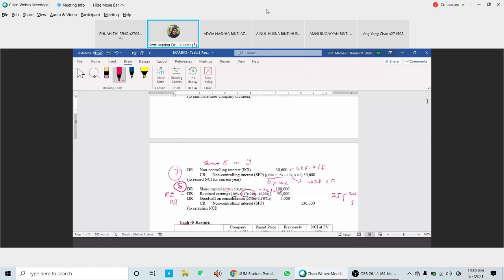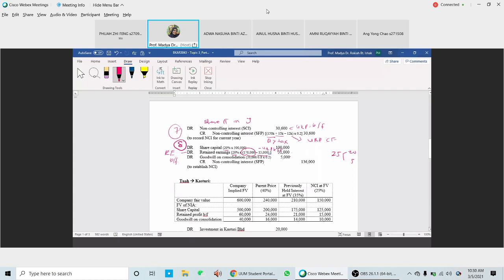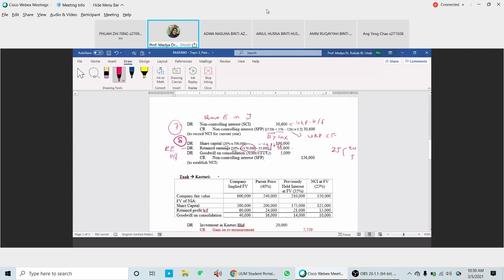Okay, so now we move to the next one. We move to Tua to Kasturi. So Tua to Kasturi here is the indirect relationship, yeah? So indirect relationship.